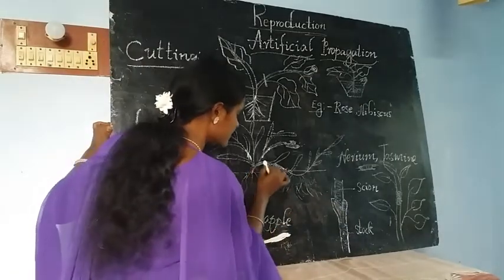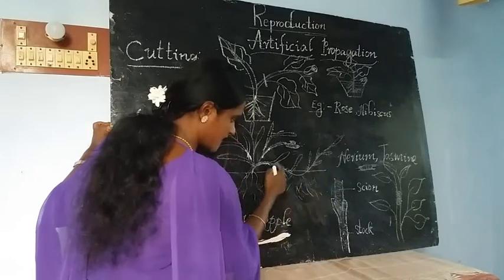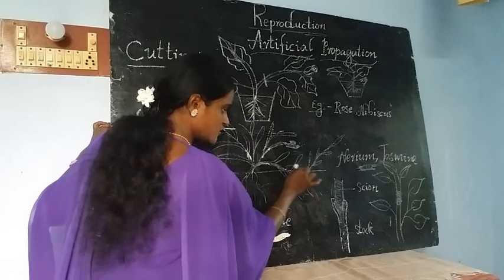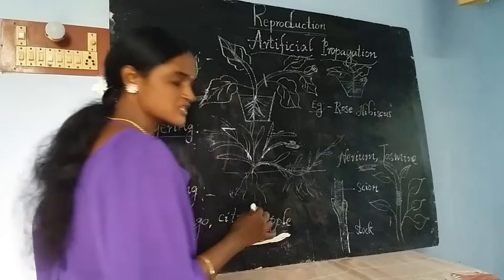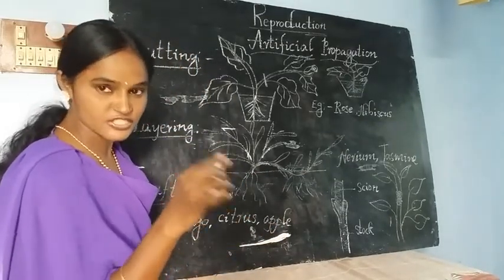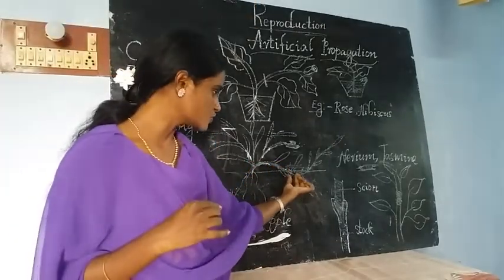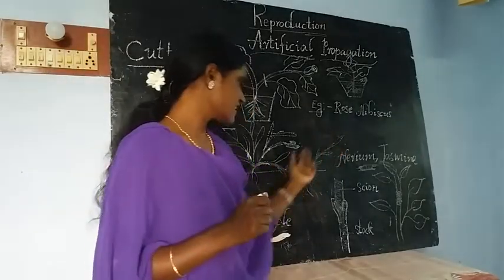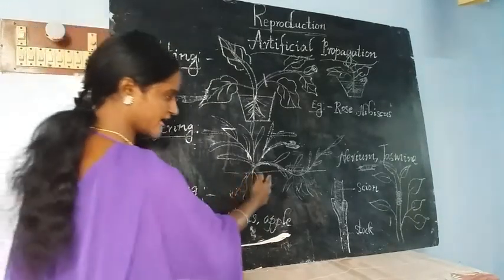Then, children, we bury a small portion of that branch in the moist soil, and keep some weight on it. The tip of that branch must be exposed to the aerial conditions, above the ground. Only a little portion should be immersed in the soil, and the remaining tip of the same branch should be exposed to the air. Like that we need to arrange it.